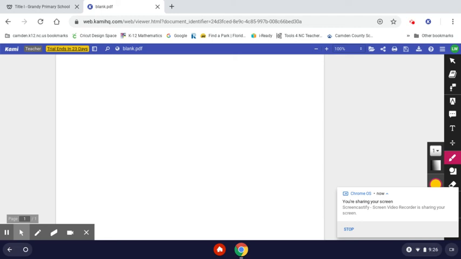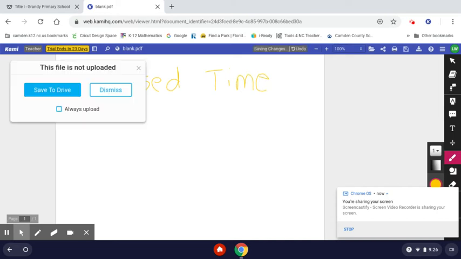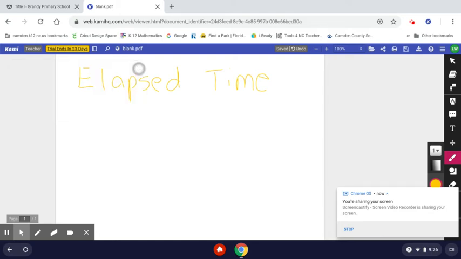Good morning, guys. Today we are going to learn about elapsed time. Let's talk about what that means. Elapsed means how much has passed. So when you do elapsed time, we're going to talk about how much time passes from one point in time to another point in time.